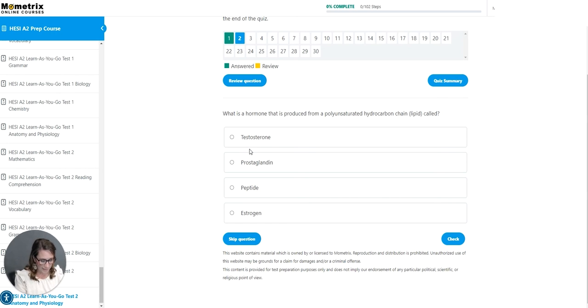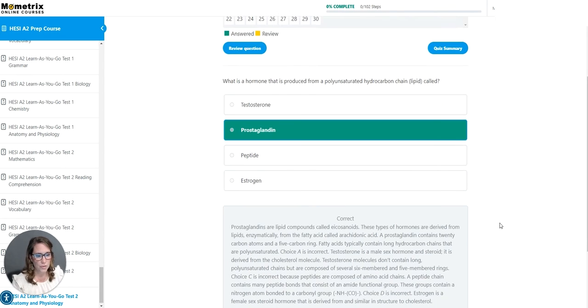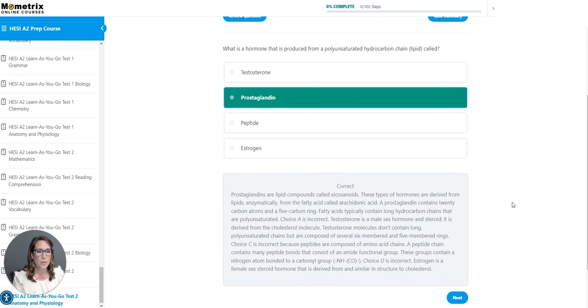Okay, so our answer here is actually prostaglandin because testosterone, this is a male sex hormone, and it also originates from a cholesterol. And then we have the peptides, and these are actually amino acid chains. So they're not a polyunsaturated hydrocarbon. And then estrogen, similar to the testosterone, this is a female sex hormone and also originates from that structure similar to a cholesterol.